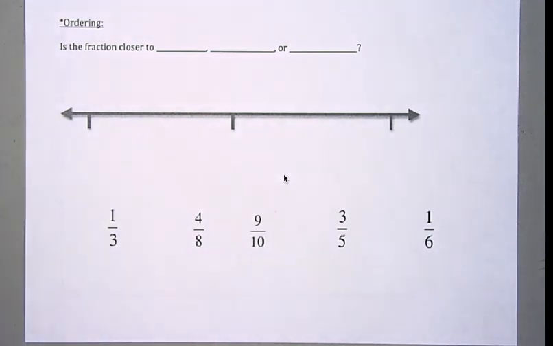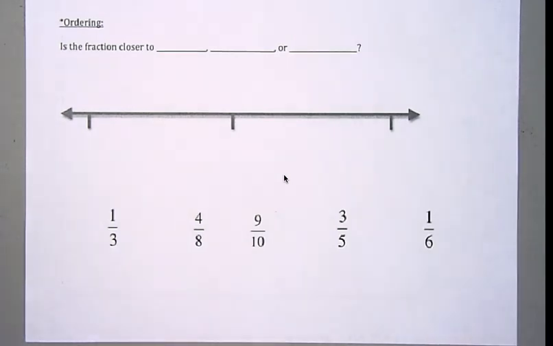Okay, so when we're ordering fractions, there's a lot of different strategies we can use. We can find common denominators, we can draw pictures, we can think about where they might fall on a number line and help us order that way. We can also use things like fraction tiles.